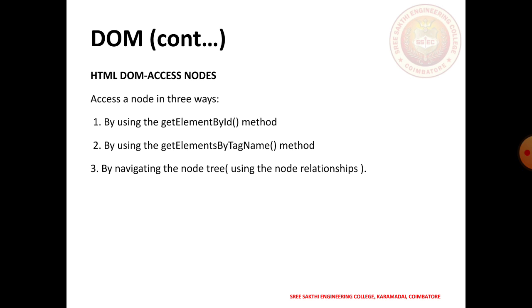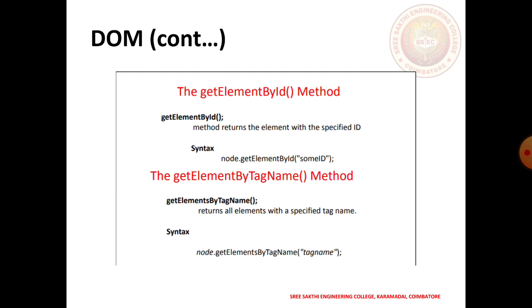How can the DOM nodes be accessed? It can be done in three different ways. The first is using getElementById, the second is getElementsByTagName, and the final one is navigating the node tree. getElementById returns the element with a specified ID. getElementsByTagName returns the elements with a specified tag name.